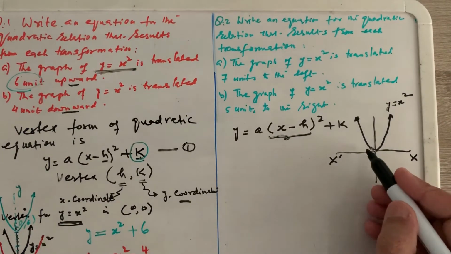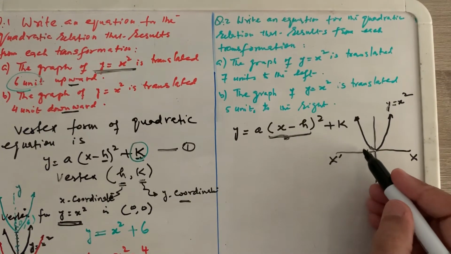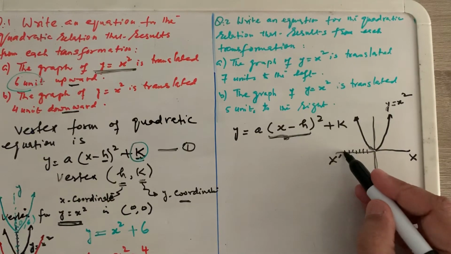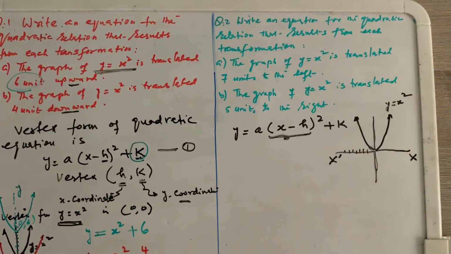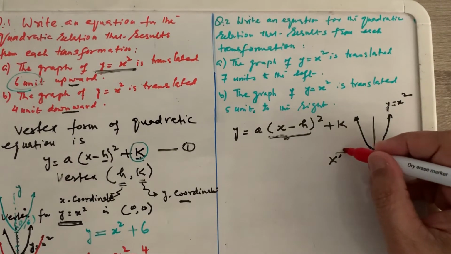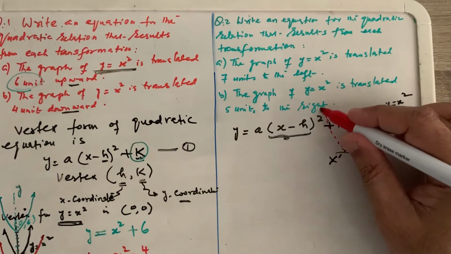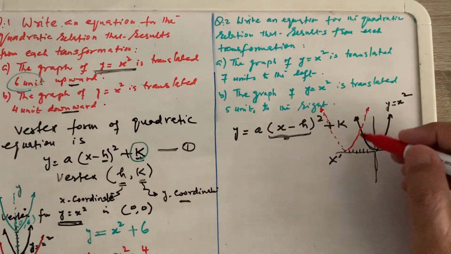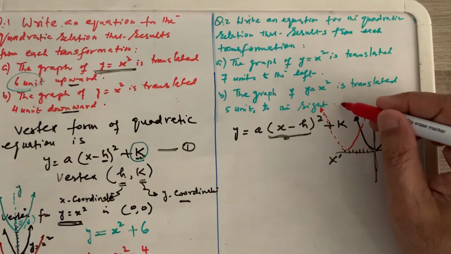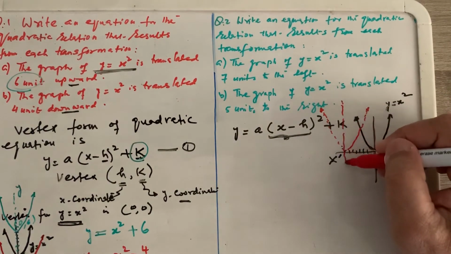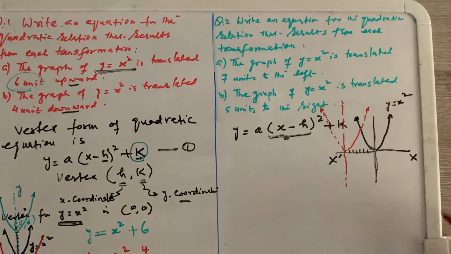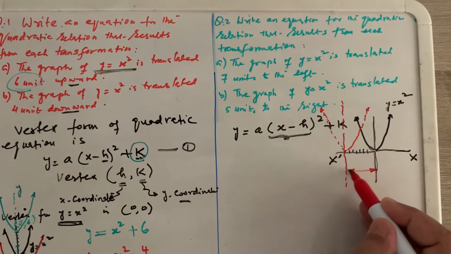7 units to the left means it is coming here, this way. 1, 2, 3, 4, 5, 6, 7. 7 units to the left means the parabola is now here, right? The parabola is now in red, right? 7 units to the left. When it translates 7 units to the left, what should be my equation for this parabola? Now h is translated 7 units to the left.